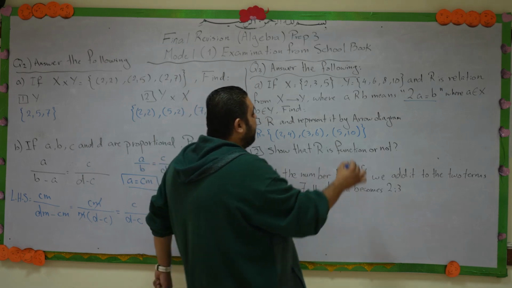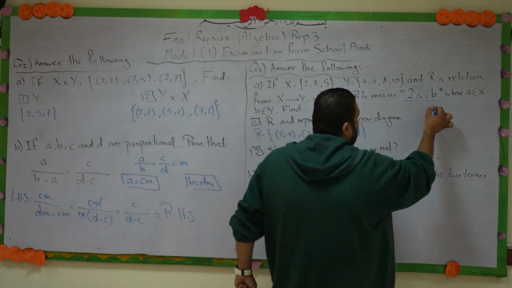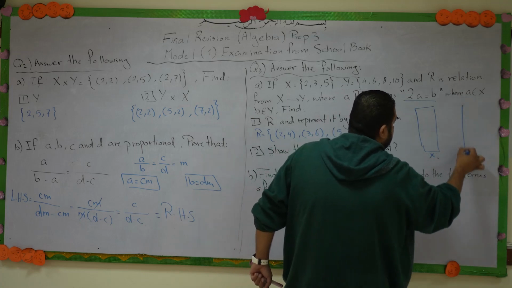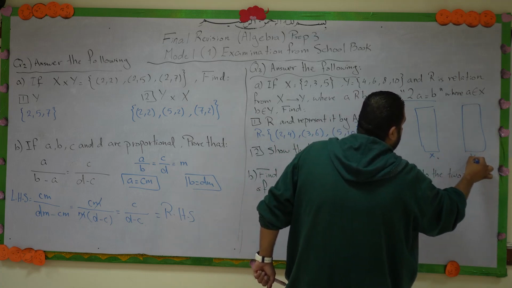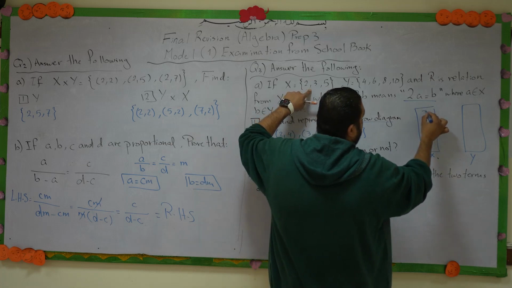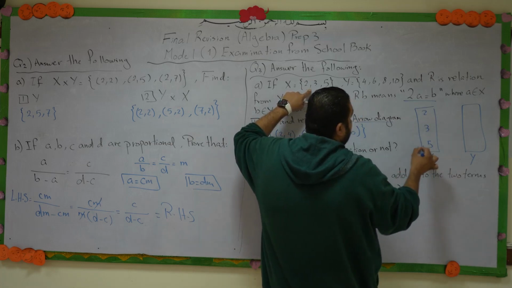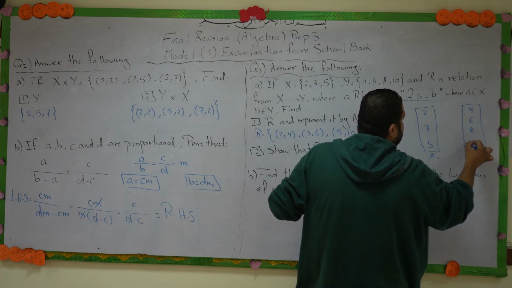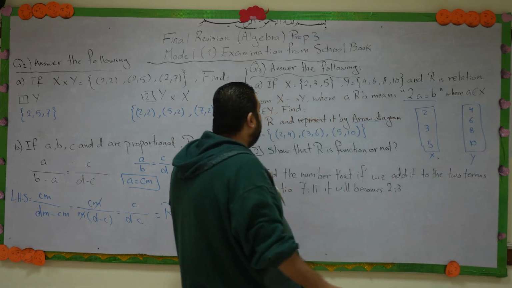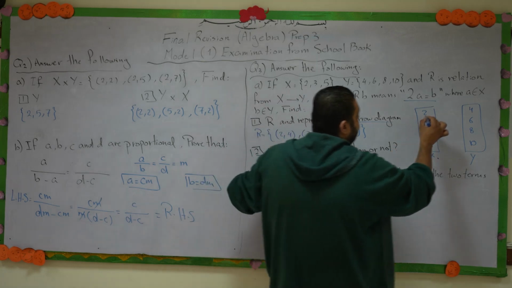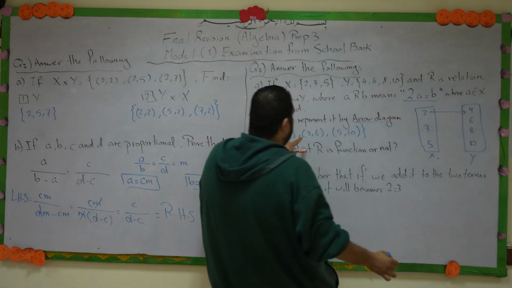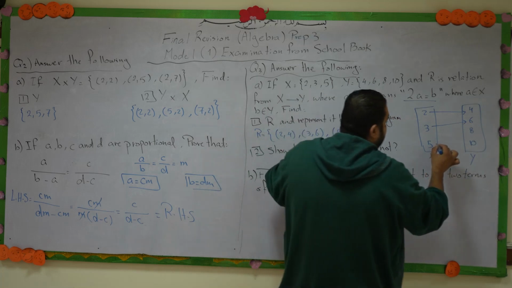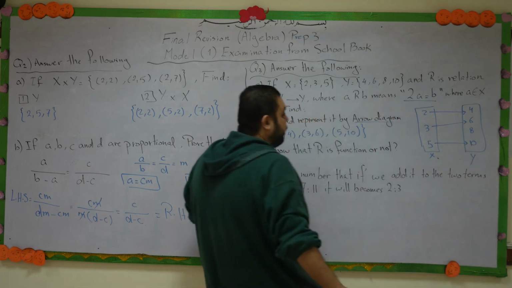Now we need to represent it by an arrow diagram. The arrow diagram will be 2 boxes. This is X and this is Y. X has the elements 2, 3, 5, and Y has the elements 4, 6, 8, 10. Now we draw an arrow from 2 to 4, from 3 to 6, and from 5 to 10, which is the arrow diagram.